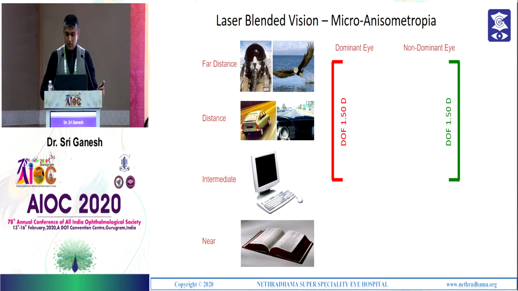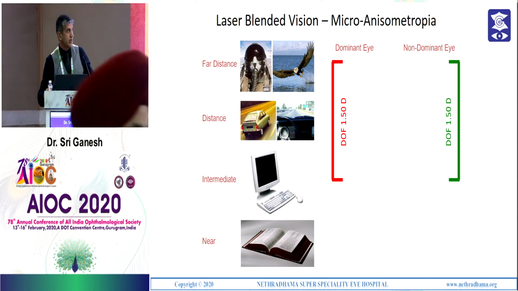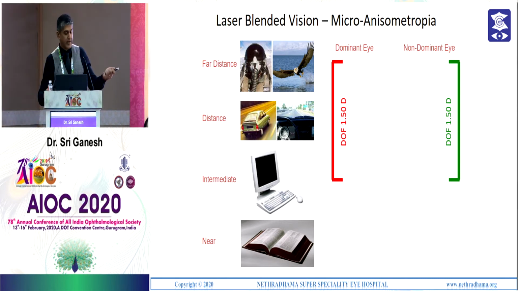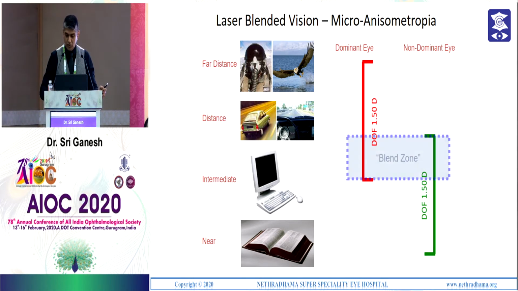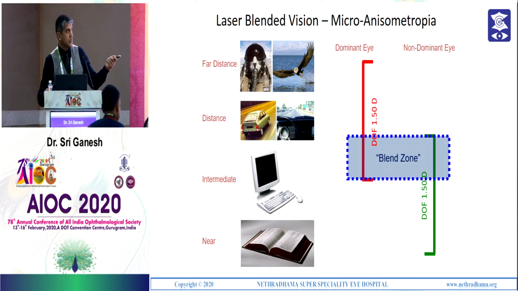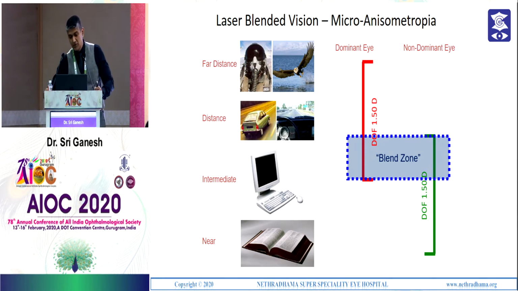So what is done is you induce spherical aberration in both eyes to give you a depth of field of 1.5 diopters, and then you also target micro monovision of 1.5 diopters. So you can see for all distances, distance, intermediate and near, and you have a blend zone. That's why it's called laser blended vision, which is the intermediate zone where both eyes focus very well and you have a summation.